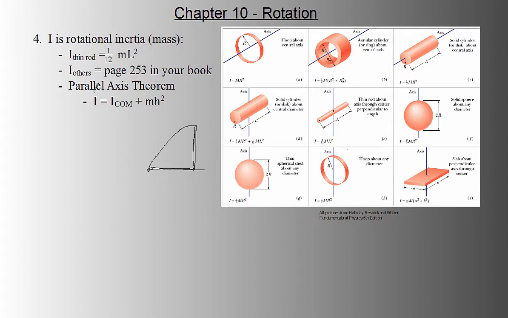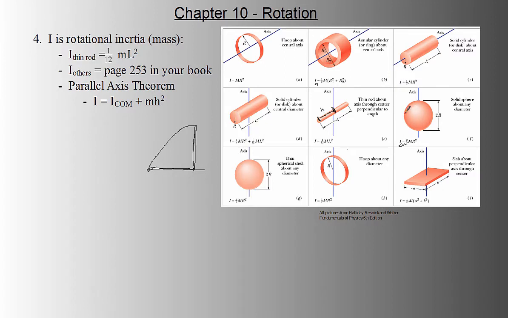Well, there's a theorem called the parallel axis theorem, where the rotational inertia of the meter stick is the original one if you were to rotate it about the center of mass, which are these formulas here. You can think of these as all I_COM, plus mh squared, where h is the distance from the center of mass to the pivot point. So h would be that distance there.